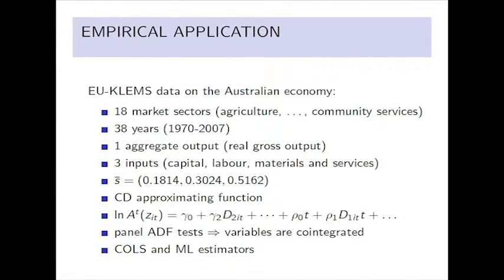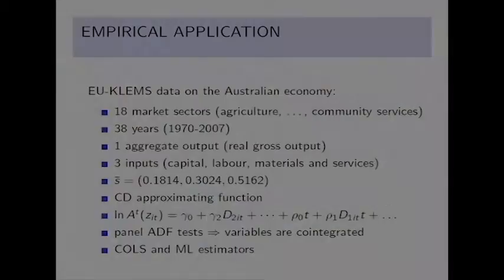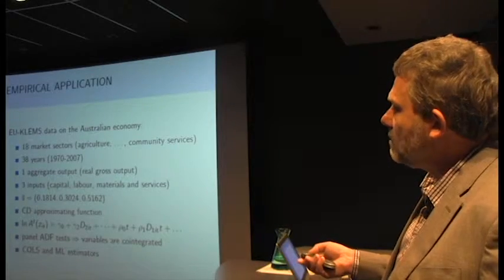Okay. So in terms of application, let me just quickly run through what we've done. For the Australian economy, I've got data on 18 market sectors over 38 years. The data that I have is what's called EU KLEMS data. Capital, Labour, Energy, Materials, Services is a big world data project that's based in the European Union.